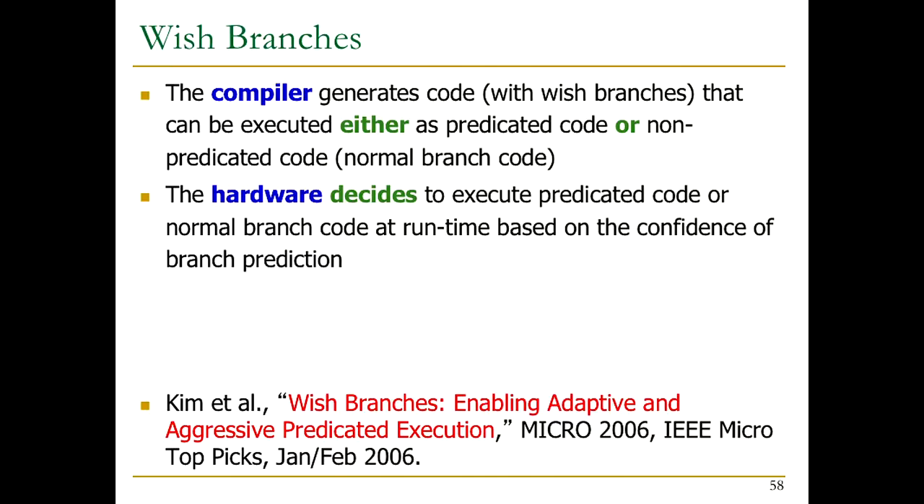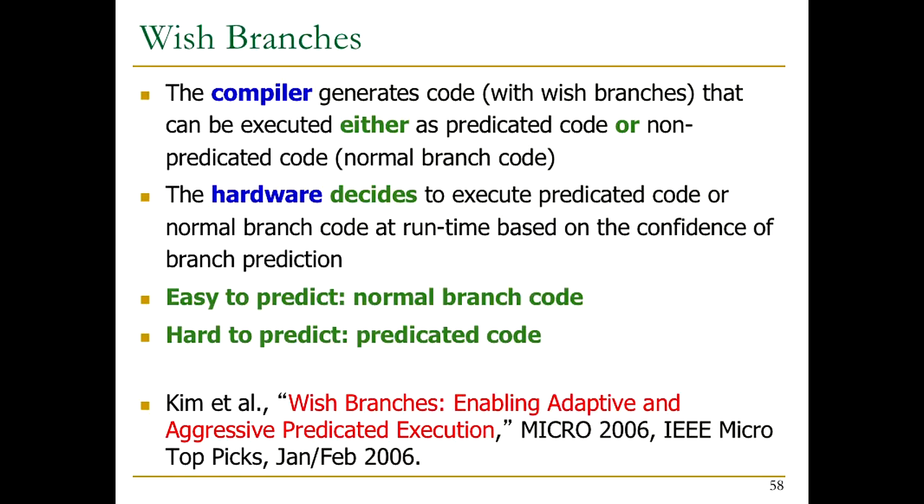Okay, but I'm going to tell you the wish branches idea. It's called wish branches because you wish the branches were executed in some way. That is good. Basically, the idea is simple. The compiler generates code that can be executed either as predicated code or non-predicated code. The idea of wish branches is to enable this. And the hardware decides to execute predicated code or normal branch code at runtime based on the confidence of branch prediction. Remember the confidence? We're going to make use of it now. So easy to predict, normal branch code, hard to predict, predicated code.